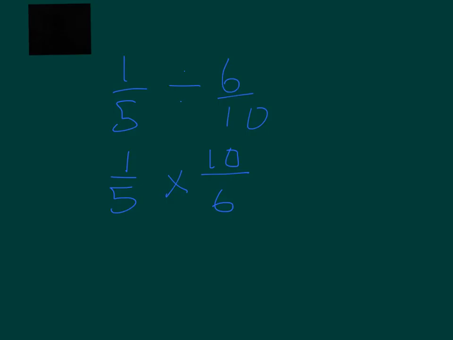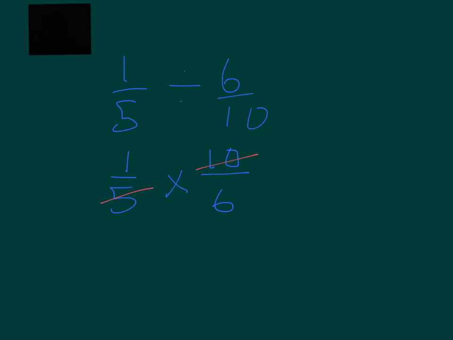So let's get started. Let's grab ourselves a new color here. We have 1/5 times 10/6. First thing I'm going to do is give myself an easier problem. I'm going to cancel this 5 and that 10. The reason I'm doing that is I have a common divisor. That's 5. You might think of it as a common multiple.